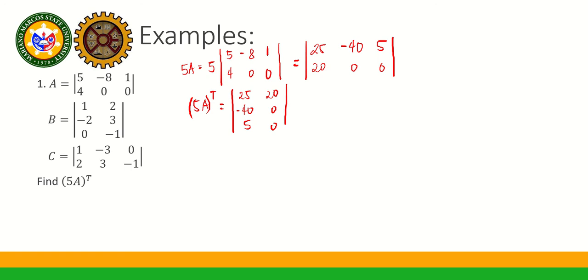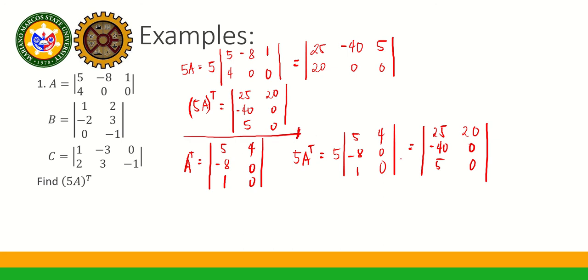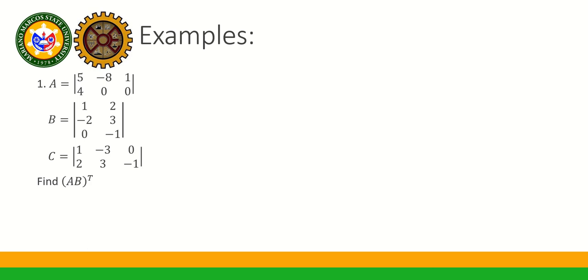Now we try the rule we have, which is to transpose matrix A first. So this will be equal to 5, negative 8, 1, 4, 0, 0. And then we multiply by 5. So this will be equal to 5 times 5, negative 8, 1, 4, 0, 0. So this is equal to 25, 20, negative 40, 0, 5, and then 0, which is the same as what we got in the first solution. Okay, so next example, (AB)^T.